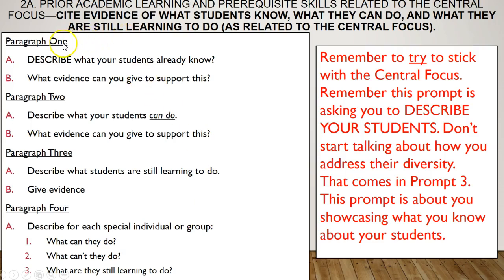For paragraphs 1, 2, and 3, we're talking about your class as a whole. That's important, because you're going to be teaching the whole class. So you want to talk about where the class is as a whole.